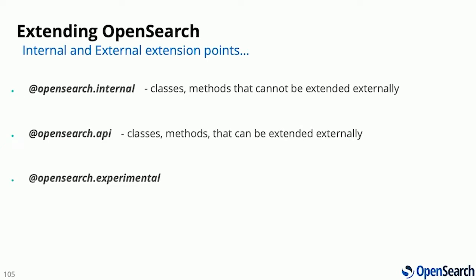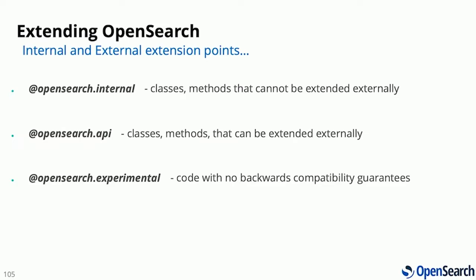Contrast that with OpenSearch API. These can be and are encouraged to be extended outside the core. And then we have a third one, OpenSearch Experimental. This is to signal to the community that everything I'm writing is not going to guarantee backwards compatibility. So if you are doing encodings or any kind of file formats, you can signal to the community that these file formats could change, or its public-facing API could change in any version without guaranteeing backwards compatibility with previous versions. This is important for keeping the community moving forward on new advancements without having to be saddled with the burden of backwards compatibility when maybe something's not entirely ready for production.